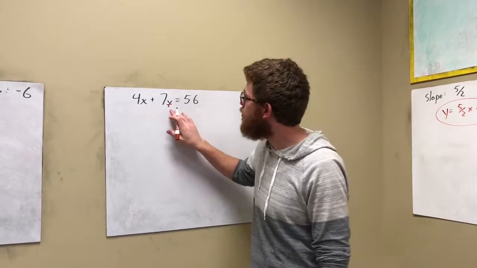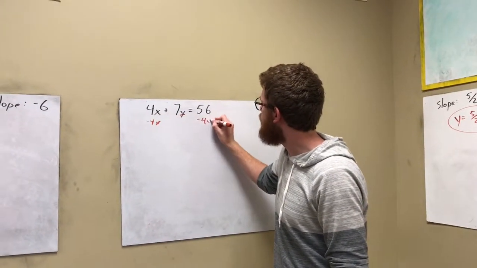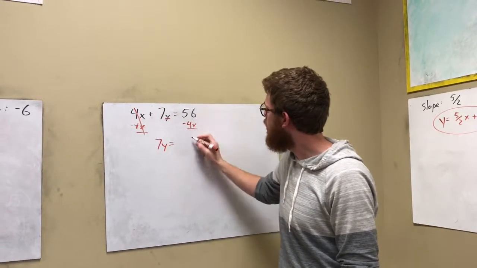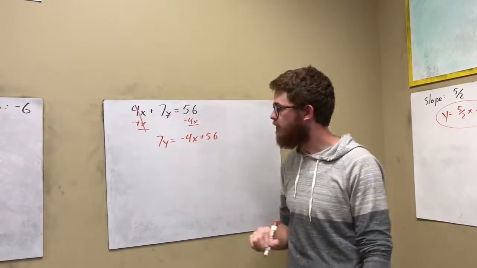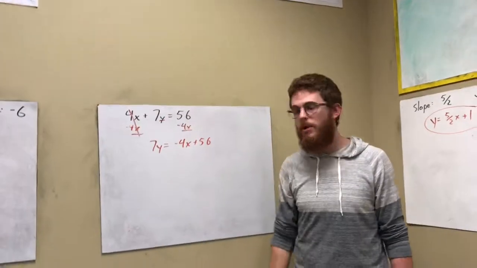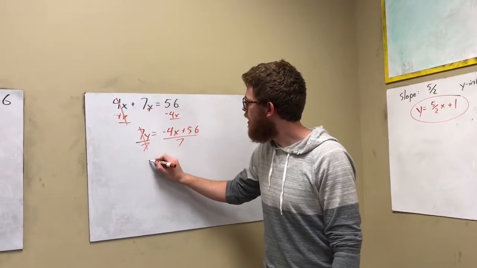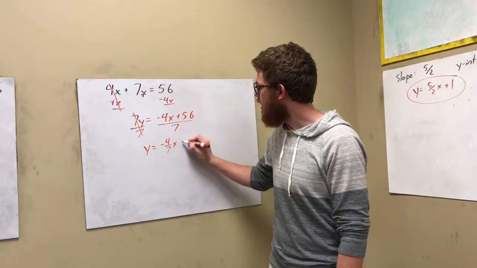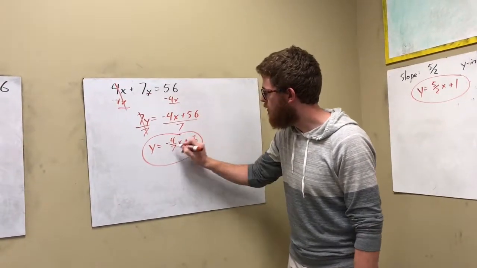So to do this, first we need the term with y by itself. So we're going to subtract 4x from both sides. Now we have 7y equals negative 4x plus 56. And to get y completely by itself, I'm going to divide both sides by 7. And that gives us negative 4/7 x plus 8. Now we are in slope-intercept form.